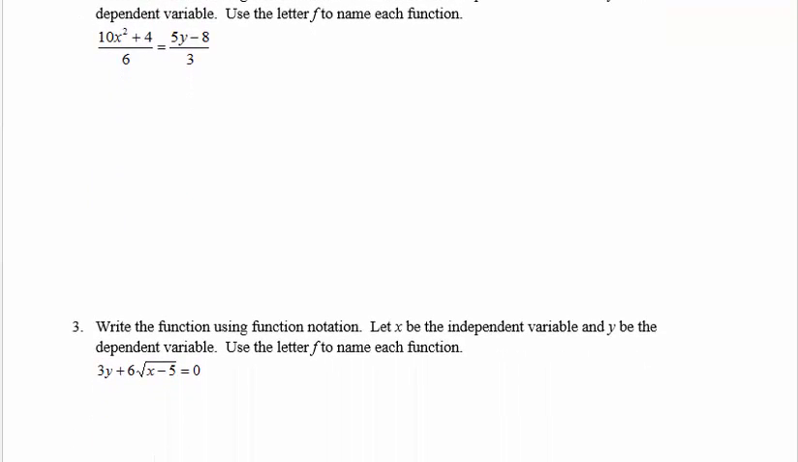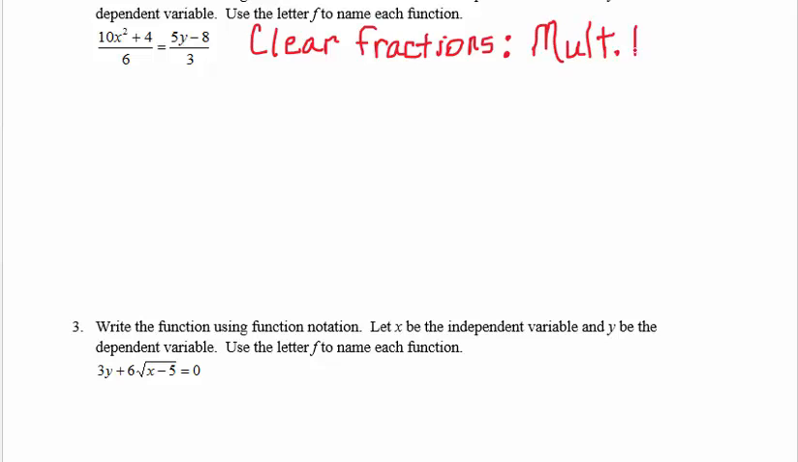Now we want to write the function using function notation. Again, we want x to be the independent variable, y the dependent variable, and the function to have f as its name. So we're going to clear the fractions by multiplying by the LCD, which is 6. So that's the smallest number that 6 and 3 divide into evenly. So I'm going to multiply 6 by the terms of my equation.